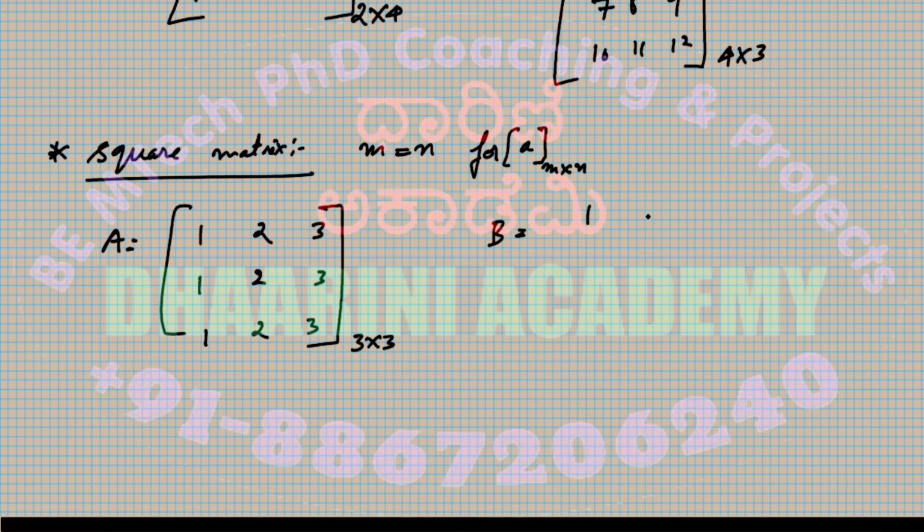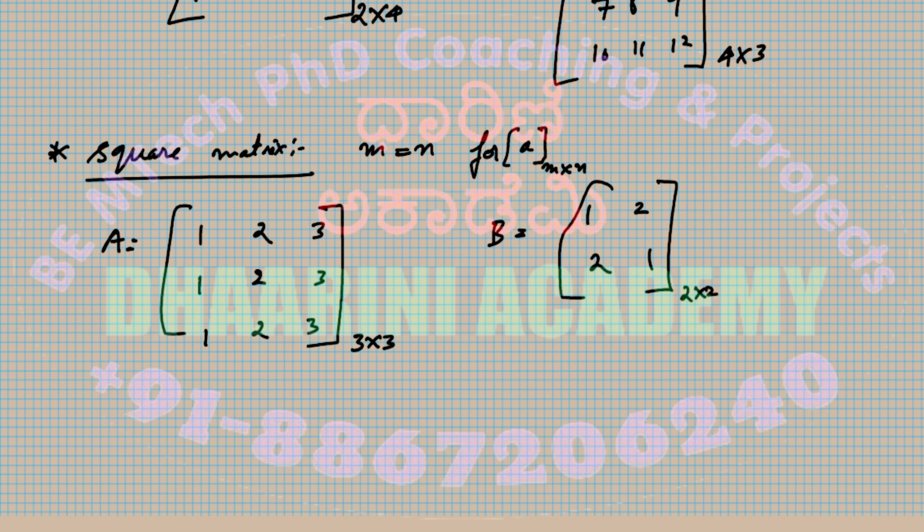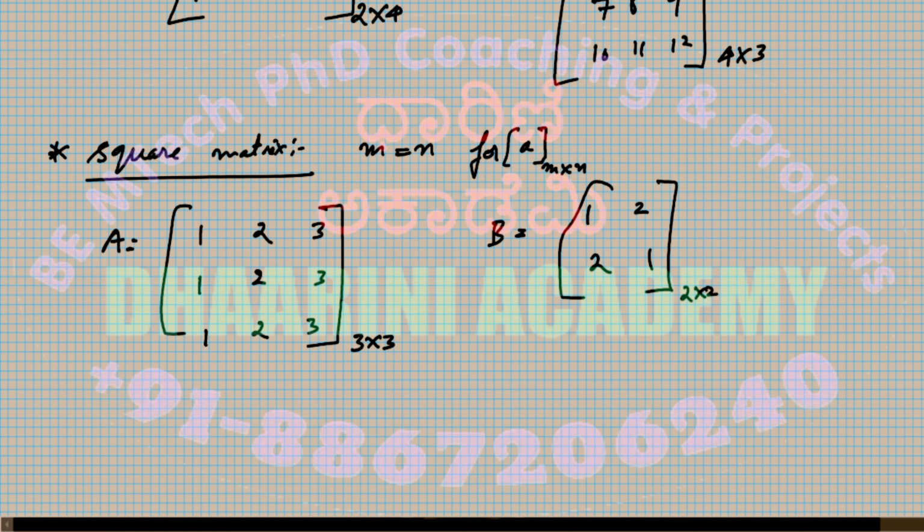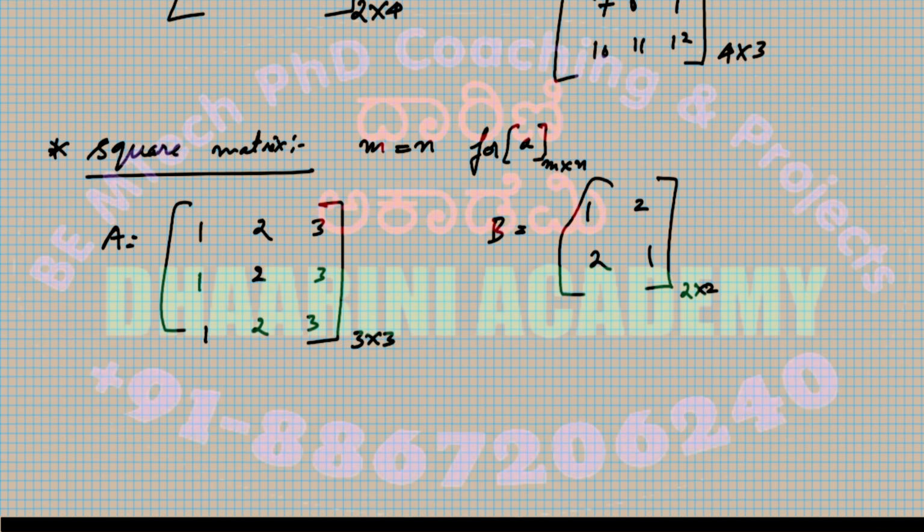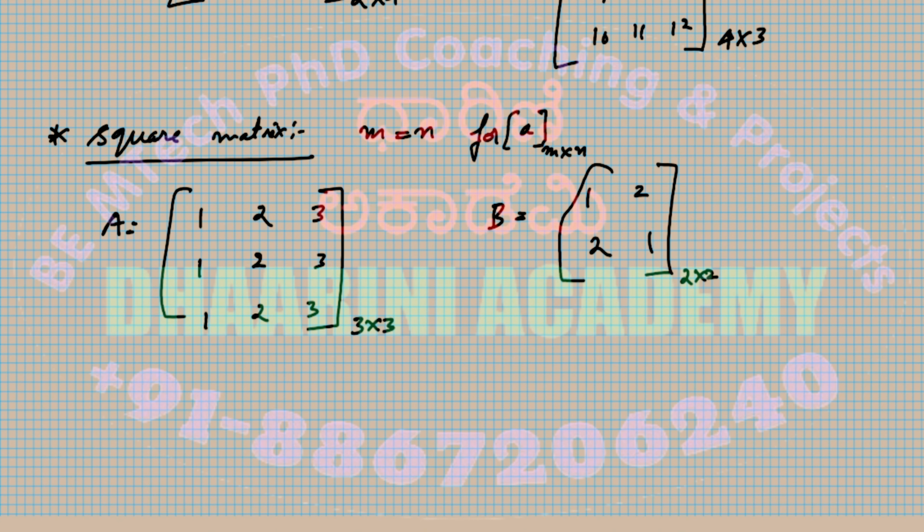Another one, 1, 2, 2, 1. So you see number of rows equal to 2, number of columns is also 2. So this is a 2 into 2 matrix. All right, so that's a square matrix. Okay, in case of a square matrix, we have a specific name given to some of the elements.